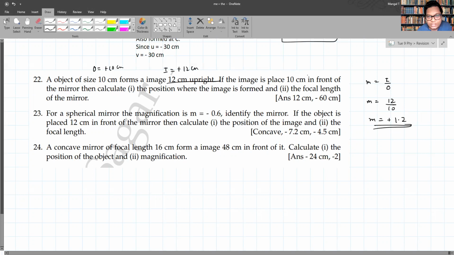So M we have got. Then we have got the image is placed 10 centimeter in front of the mirror, so V is equal to minus 10 centimeter. So using this, you have to find the position where this should be the object. So that's an error. The object is placed 10 centimeters, so U is 10. They are asking us to find V and the focal length. So that's a different change. Fine.